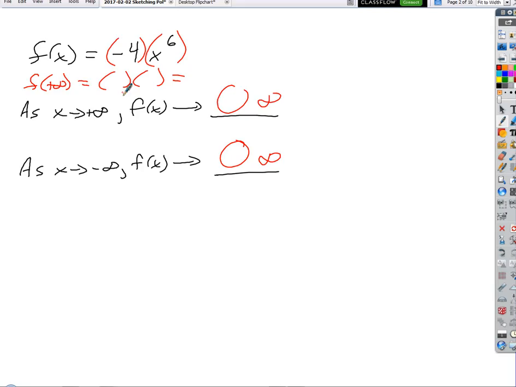Well, hold on. The first one is just -4, right? I'm multiplying -4. The -4 is never going to change. That is my function, right? That's why we call it a constant factor. So I know, what's the sign of -4? Yeah, it's negative, isn't it?